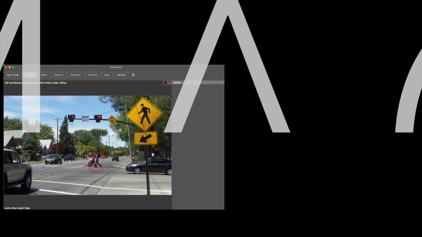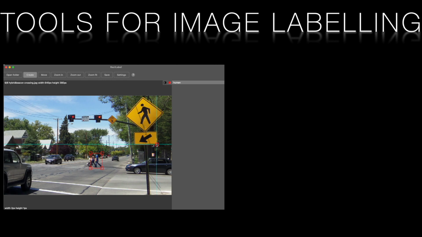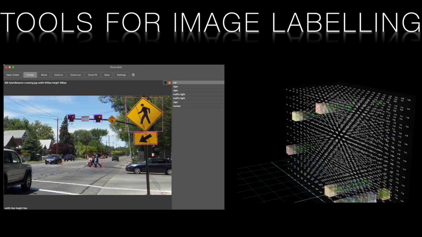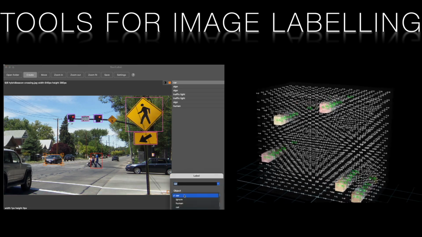There are plenty of free and commercial tools to help with image labeling. Here you can see an example of a commercial tool called Rect Label. To unlock all of the features, there's a fee, but the software has a free version with enough useful features for simple labeling. We will end up labeling each image with a 3D matrix, also called a rank 3 tensor.